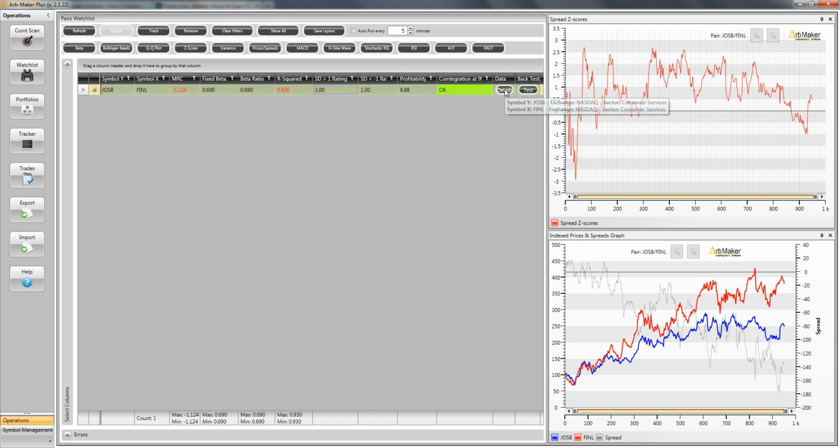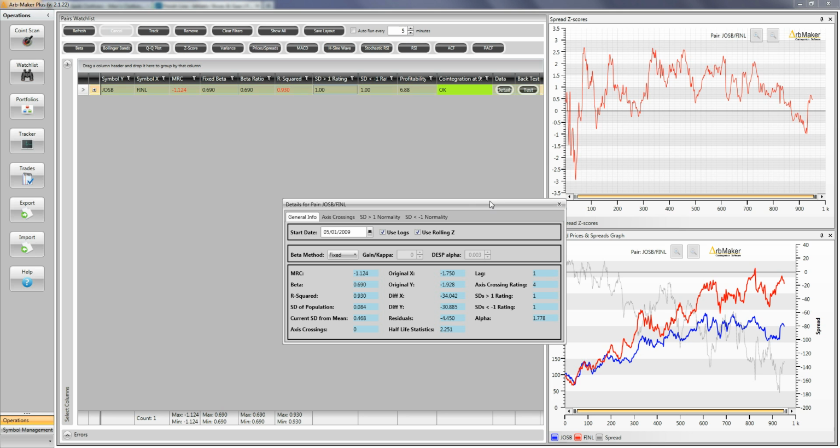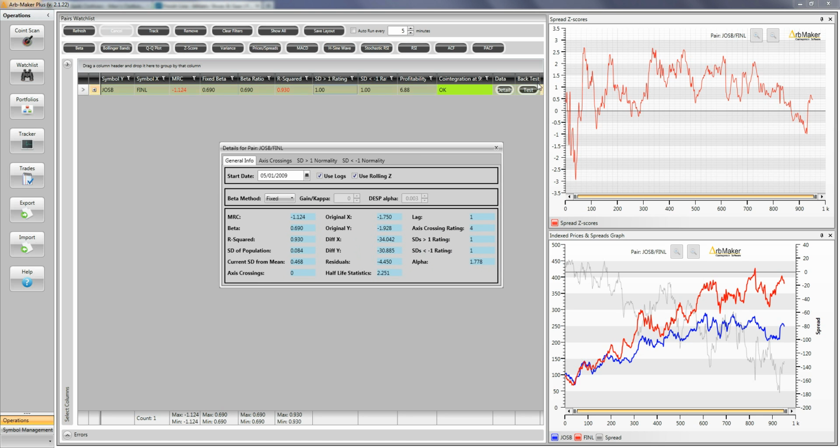Let's say we're going to run this now under a different beta regime, and there's a quick way to do this in ArbMaker, is to use the details tab. As you just saw, I clicked there. Here you can change some of the underlying parameters of the pairs in your watch list. So for example, we're going to go from a fixed beta method to the Kalman. For the Kalman, I'll use 0.025 as the gain value.